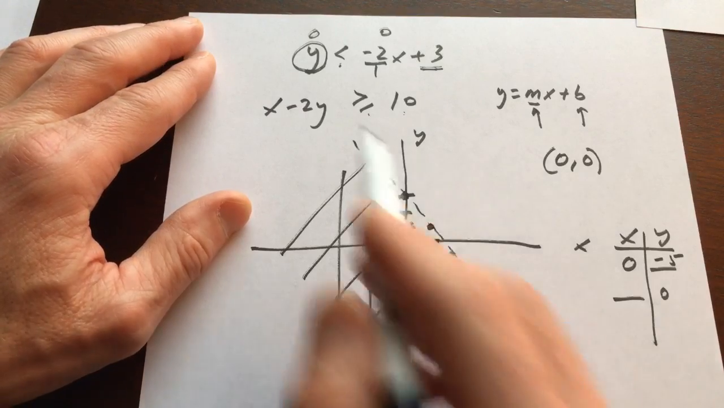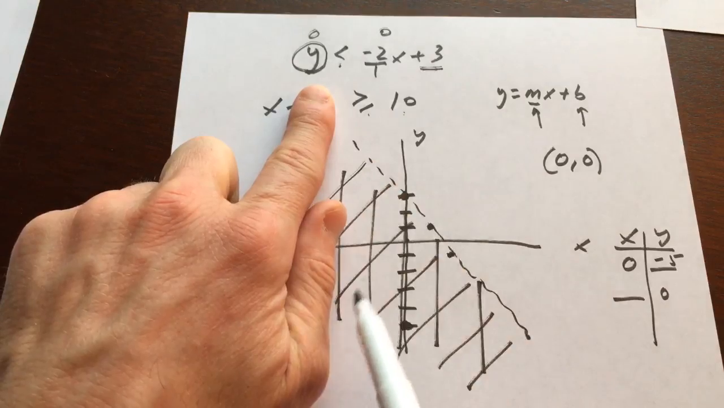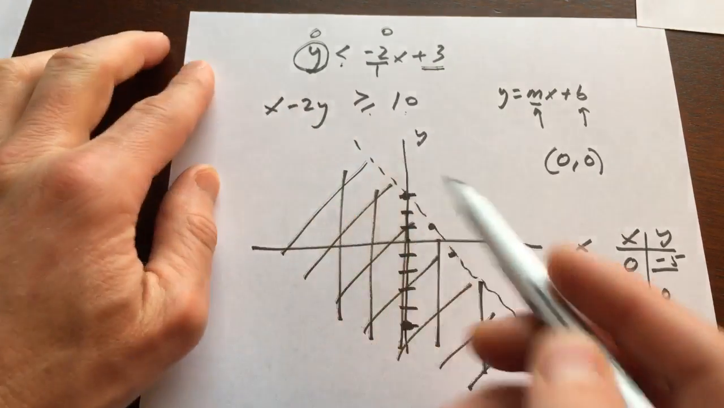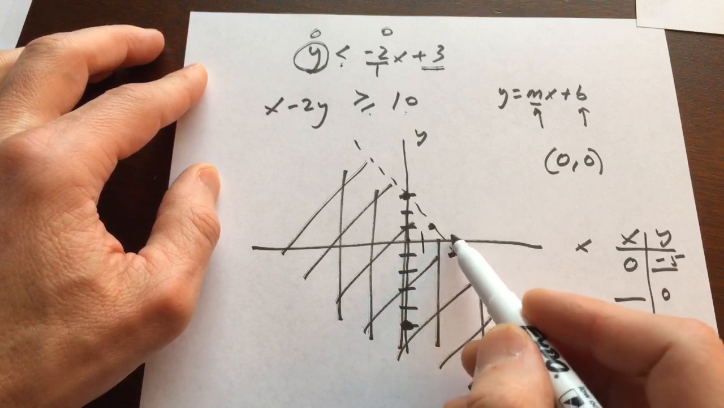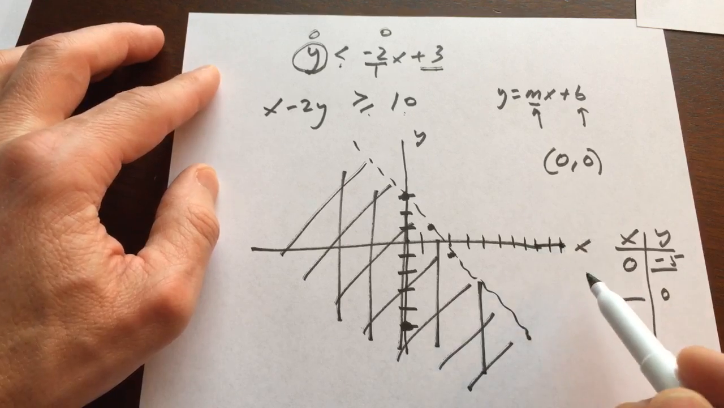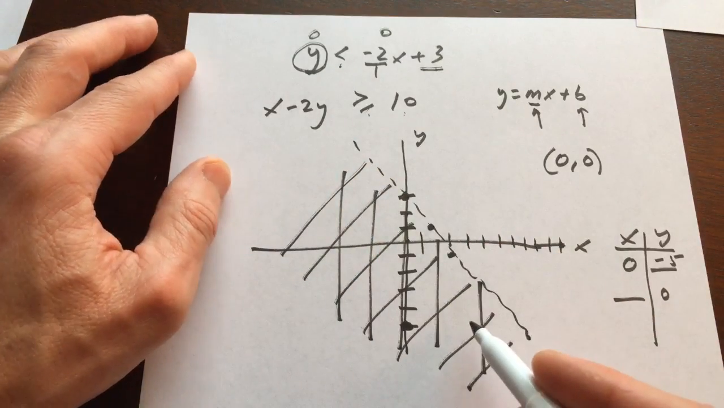Whereas if I set y to 0, negative 2 times 0 is 0, that's why I'm covering that up. You can see that x is equal to 10, right? So that means it's going to cross over here at 1, 2, 3, 4, 5, 6, 7, 8, 9, 10, approximately right there, right? And then it's greater than or equal to 10. That means this is a solid line.